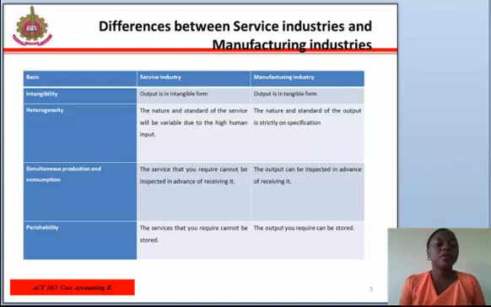On the basis of simultaneous production and consumption, for service industry, the service that you require cannot be inspected in advance of receiving it, but for manufacturing industry, the output can be inspected in advance of its receipt. And lastly, on perishability, for service industry, the services that you require cannot be stored, while for manufacturing industry, the outputs that you require can be stored.